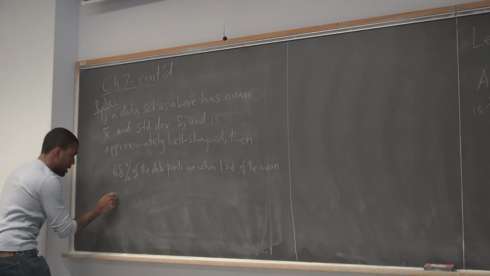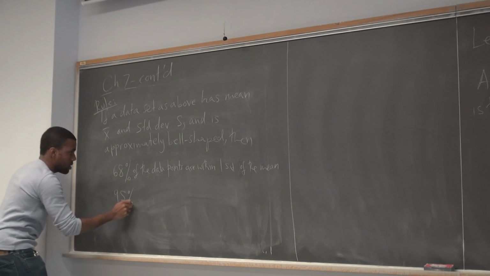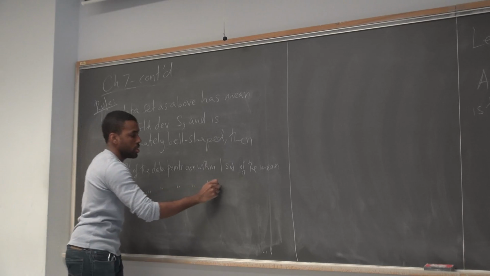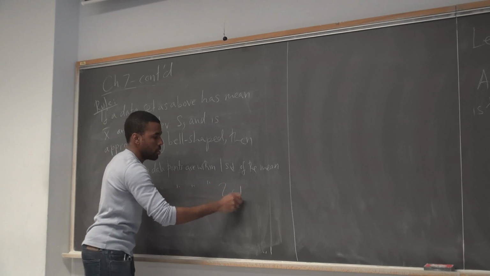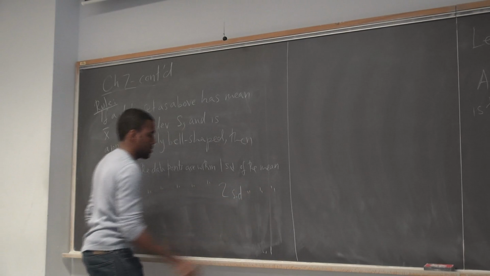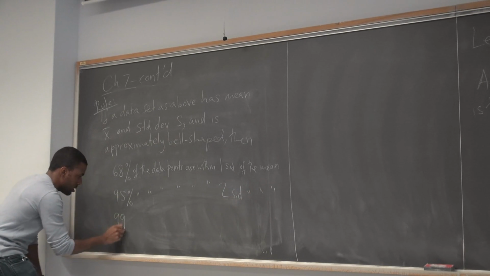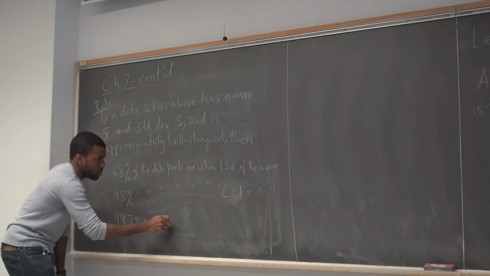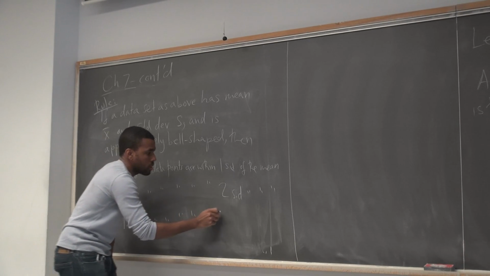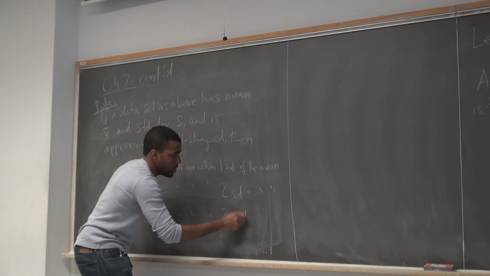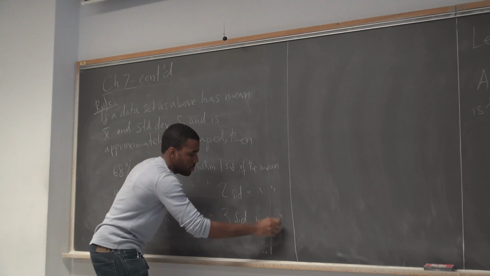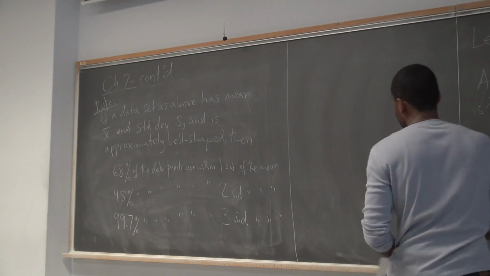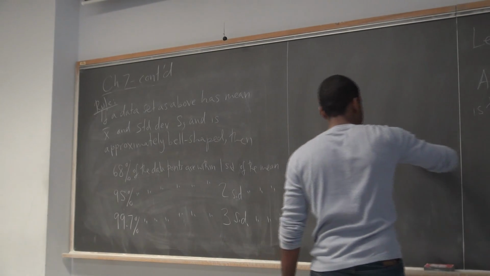The next number in the rule is the 95. 95% of the data points are within 2 standard deviations of the mean. And 99.7% of data points are within 3 standard deviations of the mean. So I can actually tell about the percentages that occur in this data set.